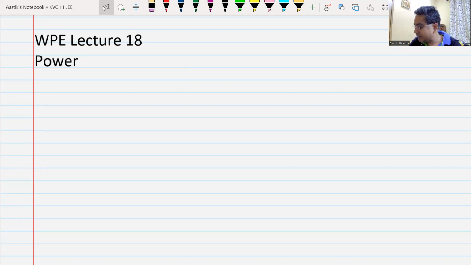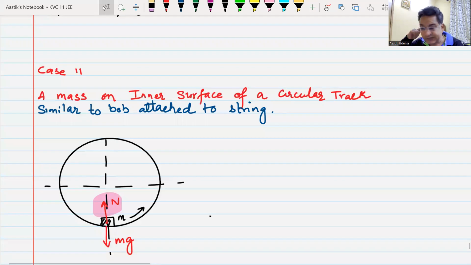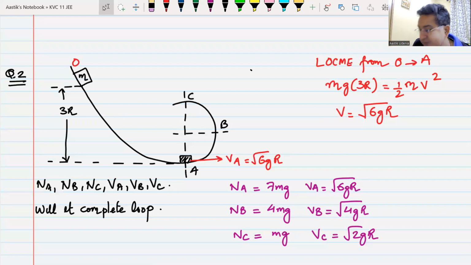In the previous class, we had seen the case of a body moving in a vertical circle attached to a string. We had also seen one more case where the body is moving on the inner surface of a circular track. These two cases were exactly similar, and we had seen the condition of looping in all these cases. What was the condition of looping? The speed at the lowest point must be how much?